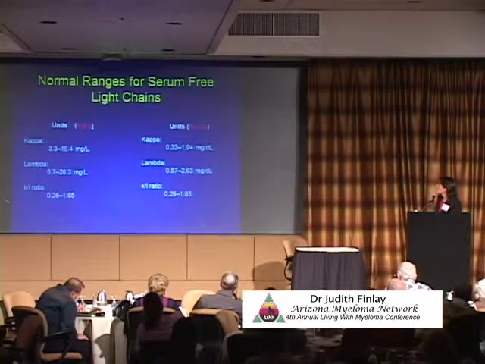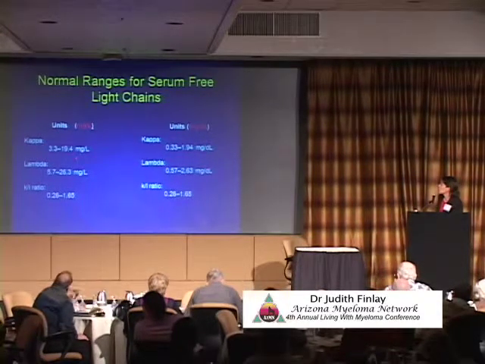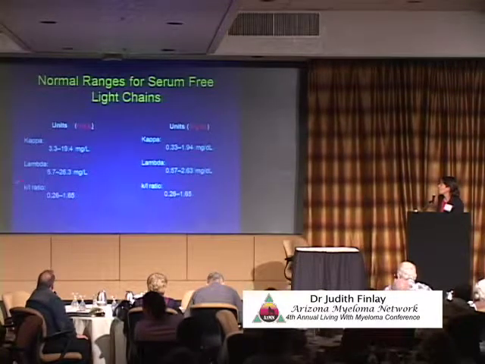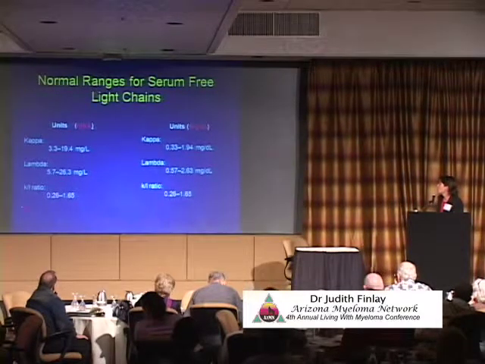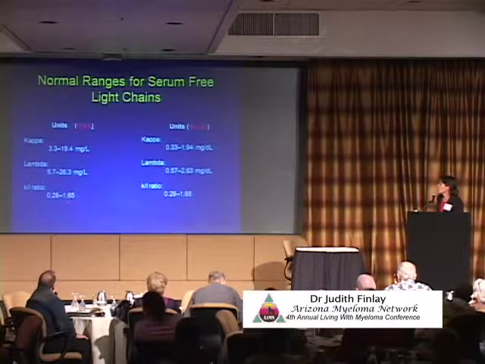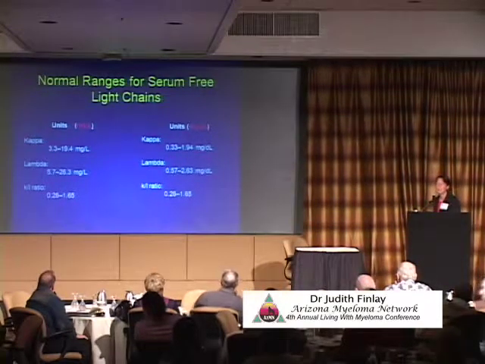And these are the normal ranges that have been determined for the light chains. The kappa is 3.3 to 19.4 milligrams per liter. Then the lambda assay, if it's normal, should be between 5.7 and 26.3 milligrams per liter. And the ratio, kappa over lambda, should be 0.26 to 1.65. And these ranges should generally be found on your laboratory reports.